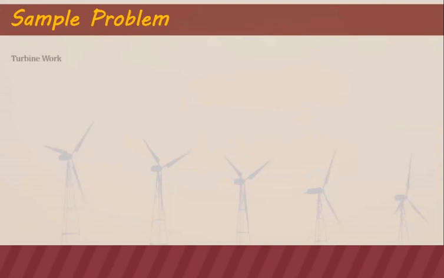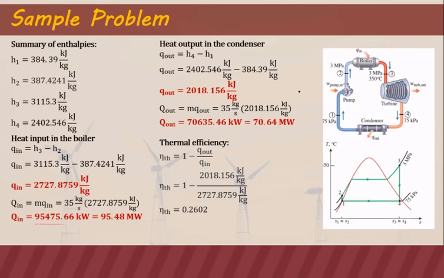So the next unknown is our turbine work. As you can see in our illustration, our turbine is basically between 3 and 4. So this is the turbine. This is between 3 and 4. Same also here. And our pump is between 2 and 1.